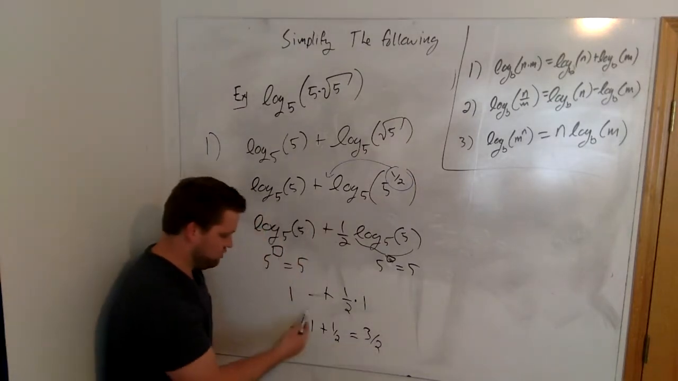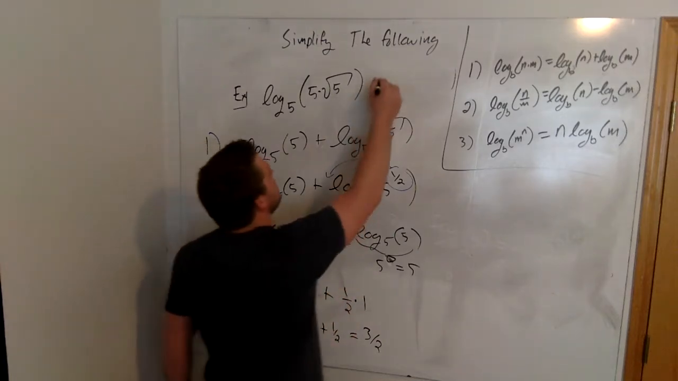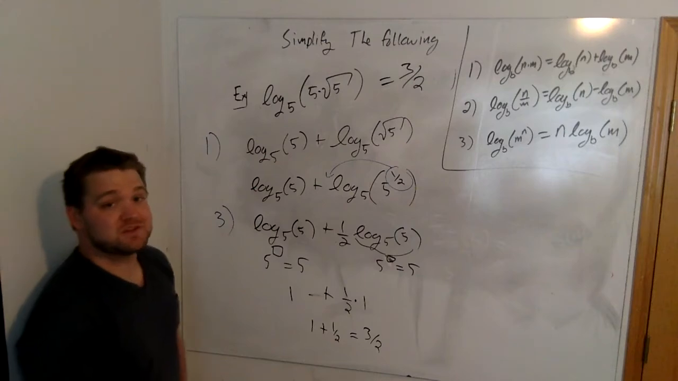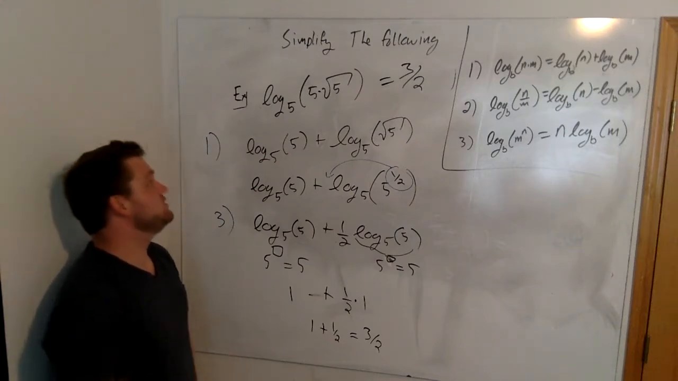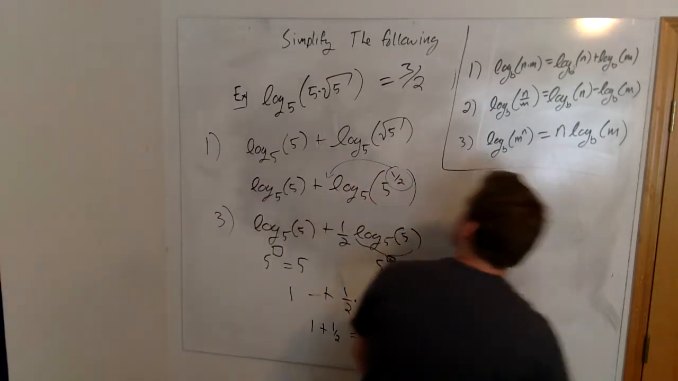You could make this a 2 over 2. 2 plus 1 is 3, so 3/2. So the answer to this one here is 3/2. And we used logarithms to do this. However, we actually could have done this problem and evaluated this without using log rules at all for this specific example. Maybe let's explore that idea.